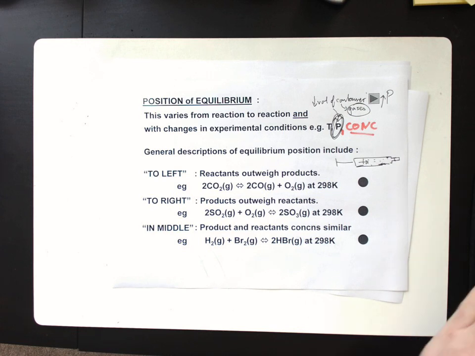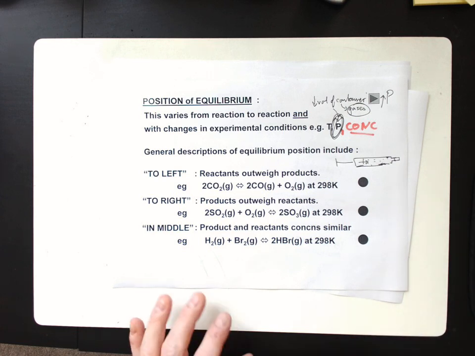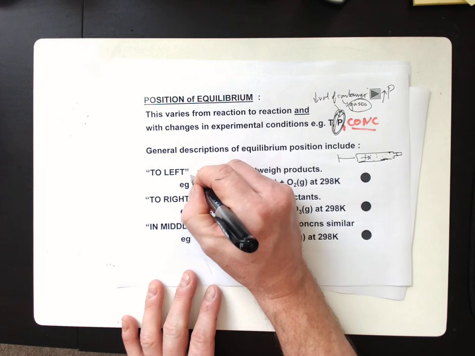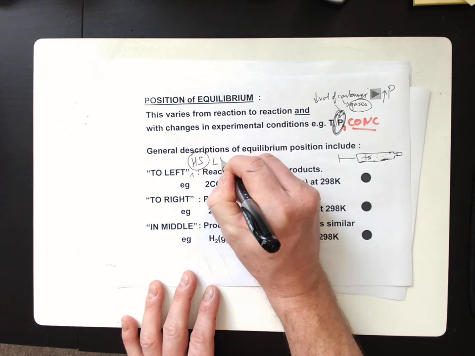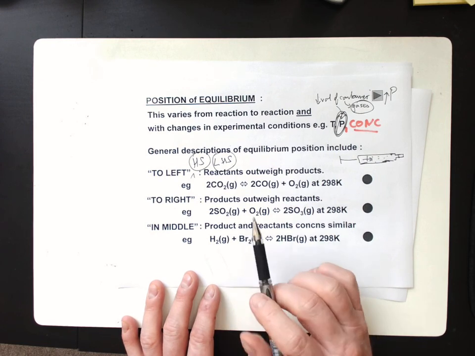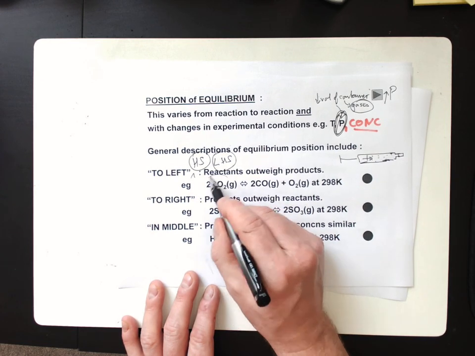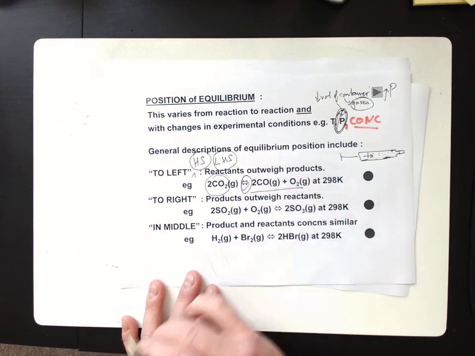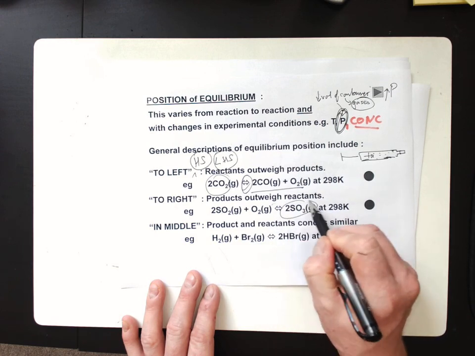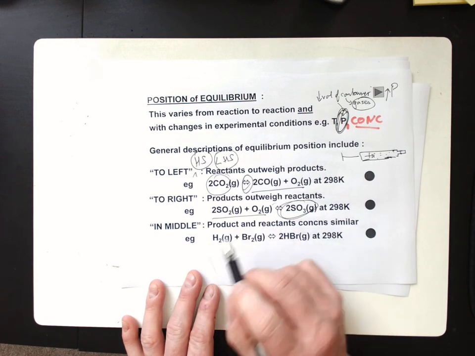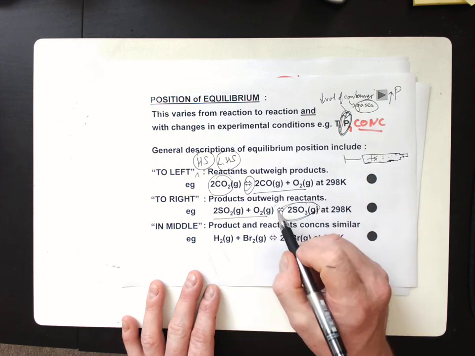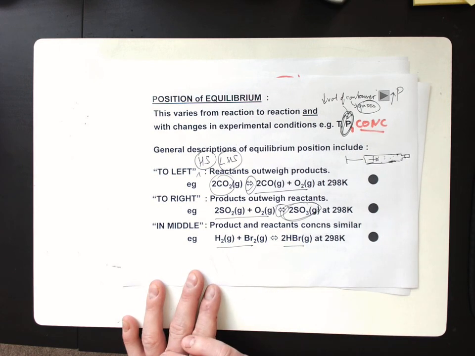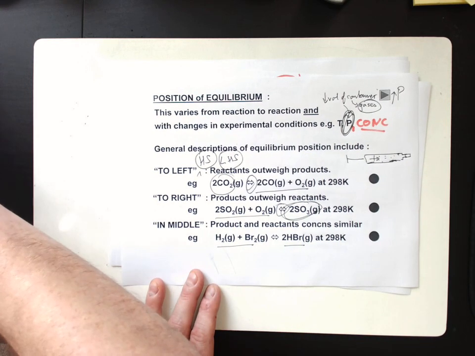Okay, back to the terminology then. So you'll hear me and you'll read in textbooks about to the left, to the right, and in the middle. So to the left of an equilibrium, you might also say to the left-hand side, abbreviated as LHS. To the left-hand side just means that we have more reactants than we have products. So the equilibrium is lying towards the left-hand side of the arrow. We're talking about the arrow. To the right means that we have more product, in this instance sulfur trioxide, than we have reactant. So we're leaning towards the right-hand side of the arrow. And in the middle just means we have relatively similar concentrations of reactants and products.